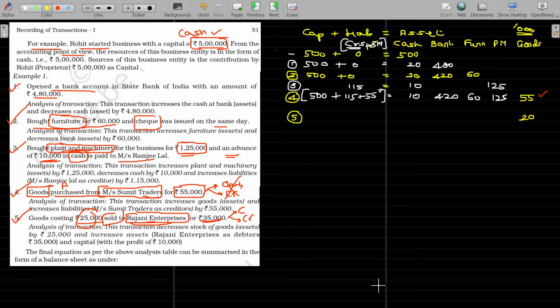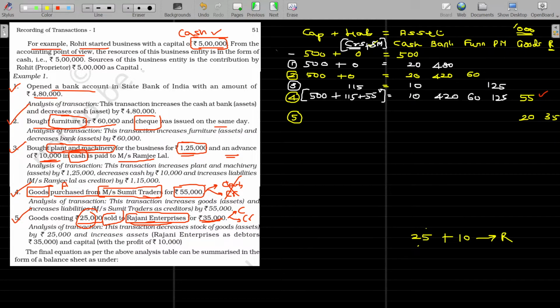35. So, 25 rupees worth of stock, by adding 10 rupees profit, sold to Ranjani. Now Ranjani is our debtor, our asset. I'll just put that being R. R has to pay me 35,000 rupees. Stock decreases by how much?